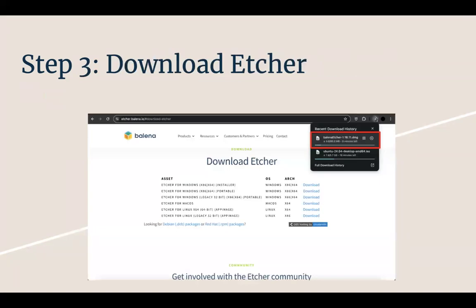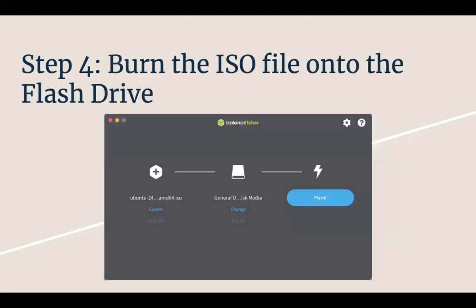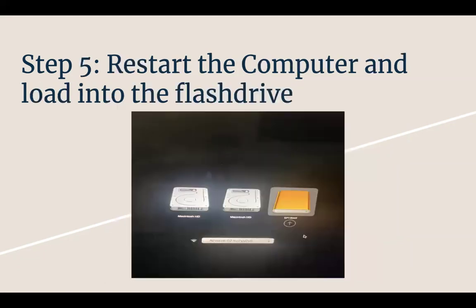Next you'll want to download Etcher. Etcher is used to burn the ISO file onto the flash drive. So that's what we do in this step. And then once that's burned onto the flash drive, you're good to restart your computer. You'll hold the option key once you restart your computer, and the load up screen should look just like this. And then that's where you'll want to select the EFI boot.